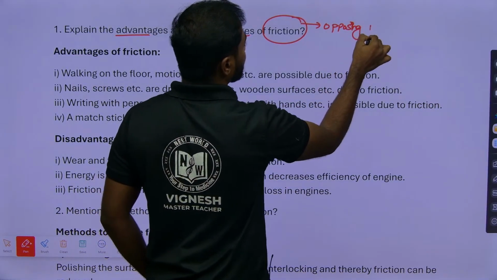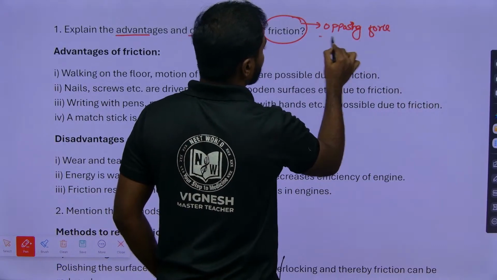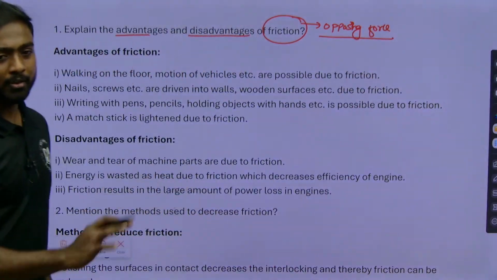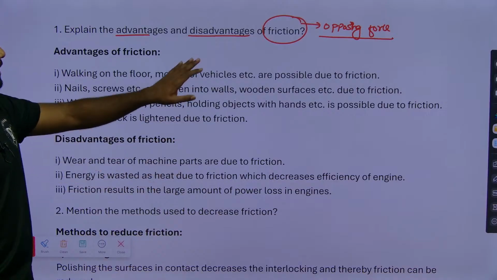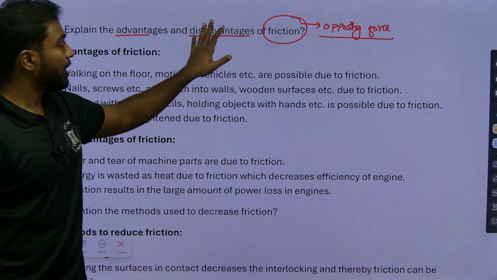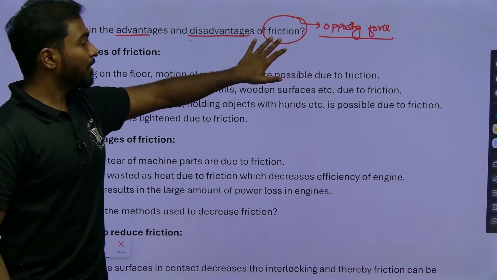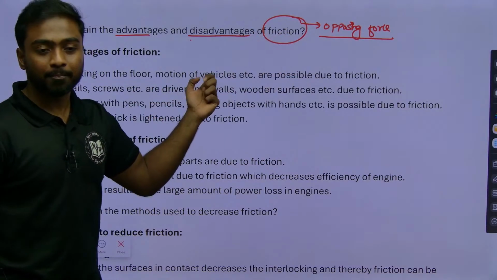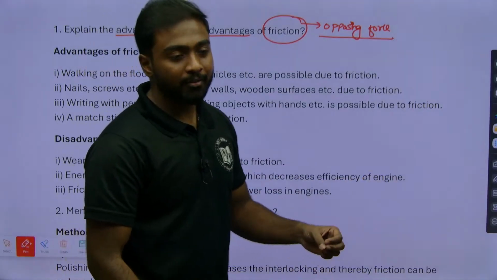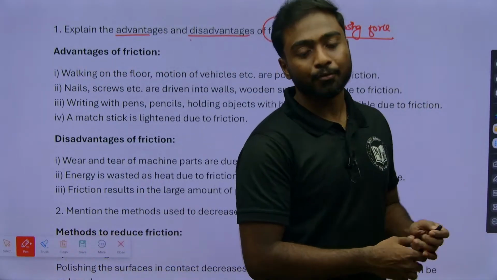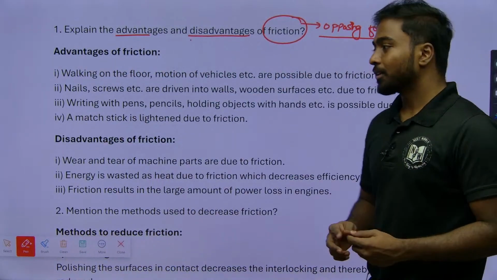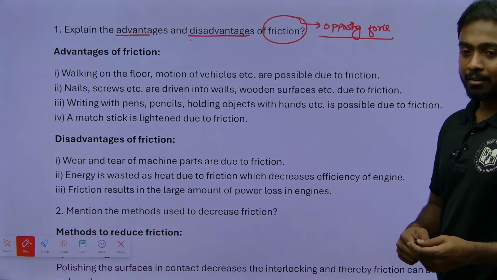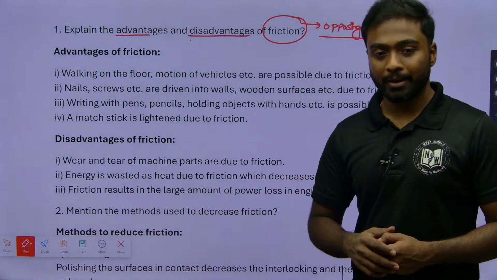So friction is the opposing force. I need to write the advantage of the opposing force and the disadvantage of the opposing force. You feel this opposing force, the friction, when we are walking on a road, on a rough surface. For a smooth surface, the friction is negligible, we can say.